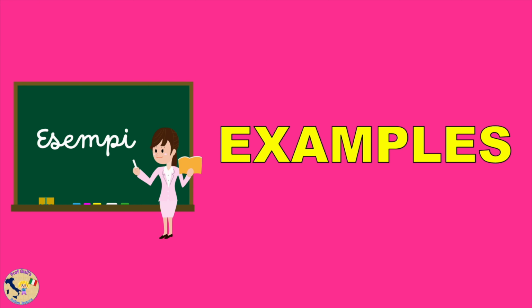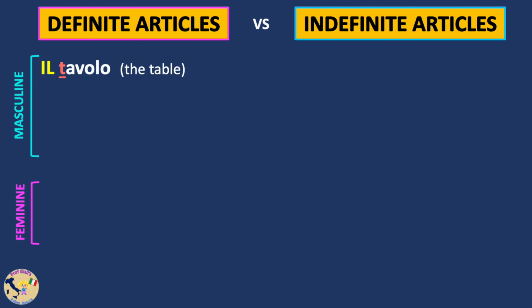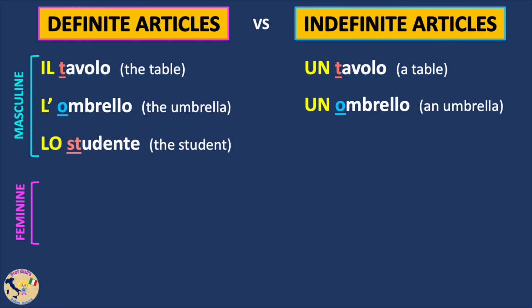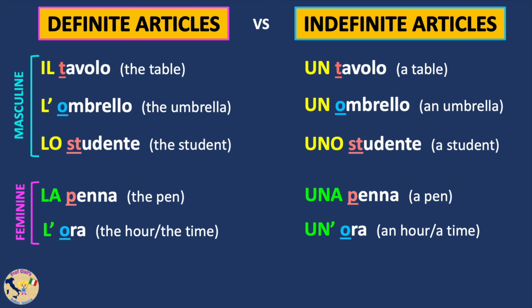Let's now look at some examples where we compare the use of definite and indefinite articles in front of both masculine and feminine nouns. We start with masculine nouns. Il tavolo, un tavolo. L'ombrello, un ombrello. Lo studente, uno studente. Now a couple of examples of feminine nouns and articles. La penna, una penna. L'ora, un'ora.